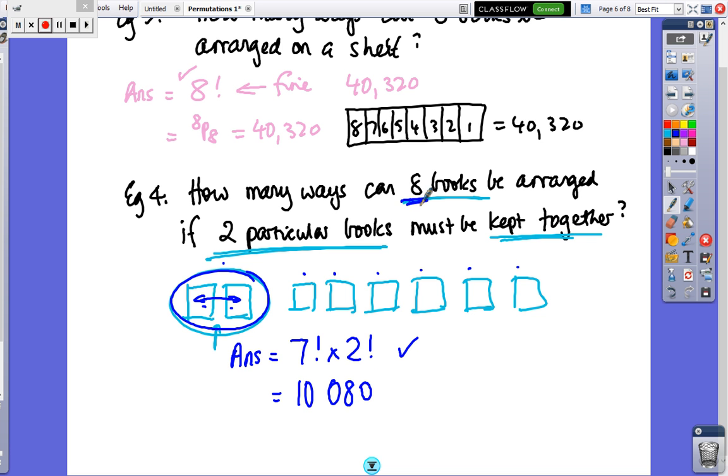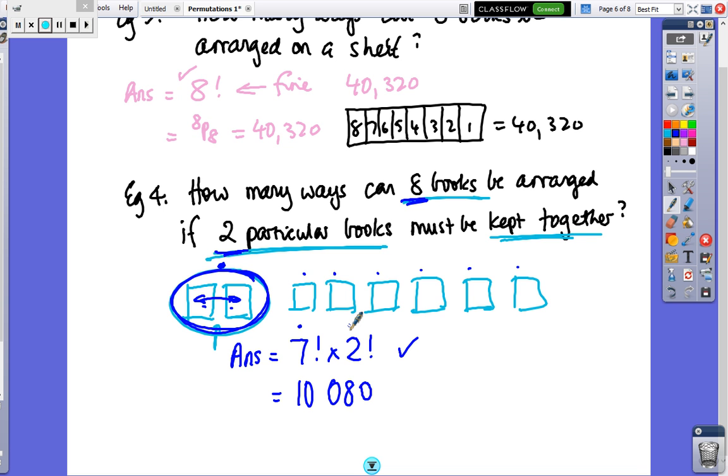So we've got 8 books, but 2 books are kept together. So there's my 2 books being kept together. So I've got 7 things to arrange: 1 group of books and 6 individual books. So that is 7 factorial. But the 2 books back here, the first 2 books, can be arranged in two ways, which is 2 factorial.